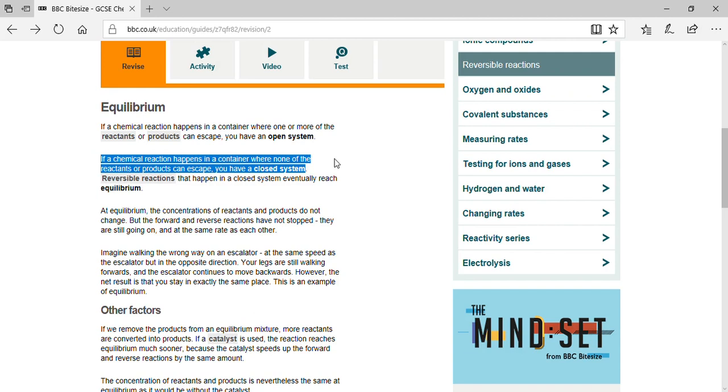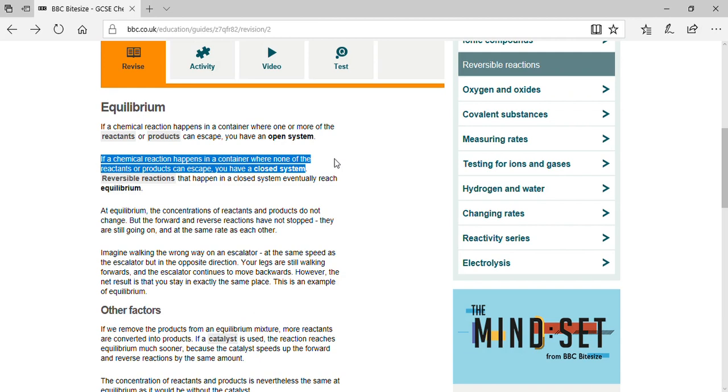So a reversible reaction that happens in a closed container eventually reaches the equilibrium stage, okay? Always remember that in equilibrium, as I explained to you on our first page, the concentration of reactant will be equal to the concentration of product. Okay.